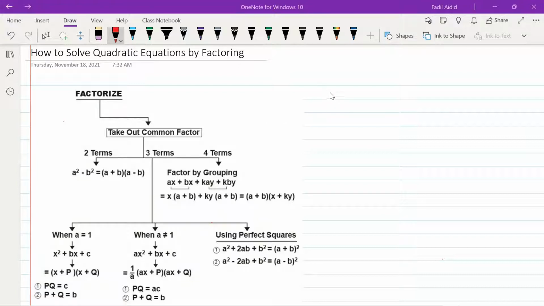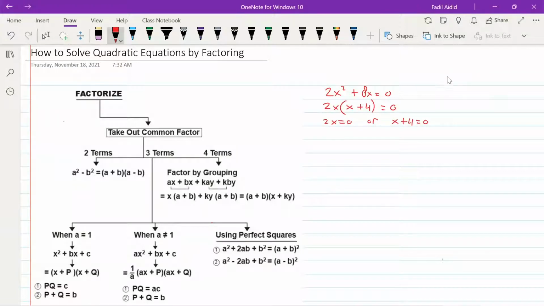For example, if you have 2x squared plus 8x equals 0. Between these two terms, the highest common factor is 2x. So take it out. The rest is just x plus 4 equals 0. And then we use the null factor law, like 2x equals 0, or x plus 4 equals 0.